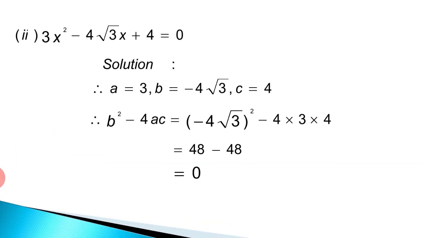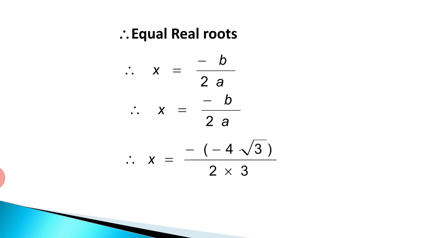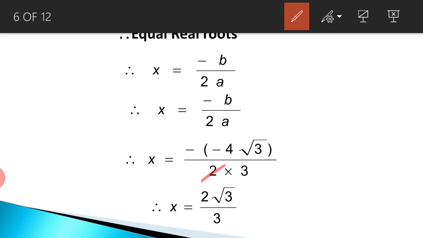It is coming 0. What does it mean? B square minus 4ac is equal to 0 means it has equal roots. Now if it has roots, then we have to find them, and we can tell that the roots will be the same. So x will be equal to minus b by 2a. So minus b by 2a is minus of minus 4 root 3 upon 2 into 3. So 2 and 2 you can cancel here. 2 1s are 2, 2 2s are 4. So it is 2 root 3. Minus minus will become plus. So 2 root 3 upon 3 is the root of the given equation. Is it clear?